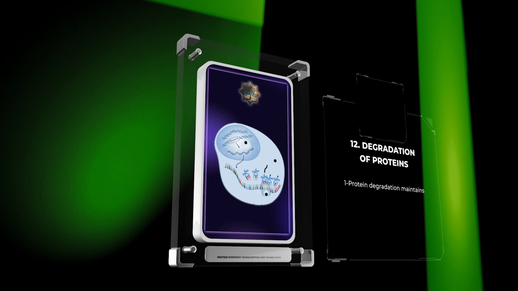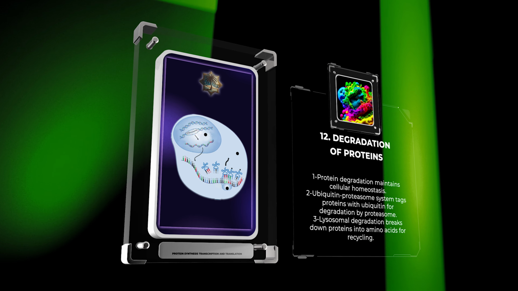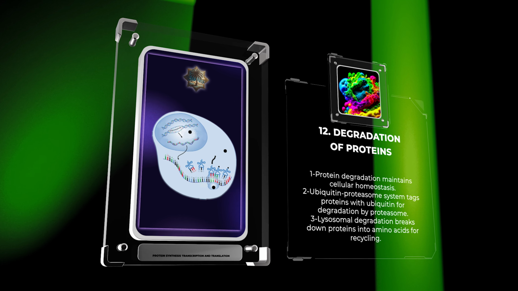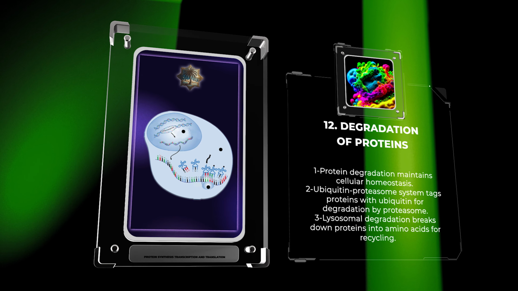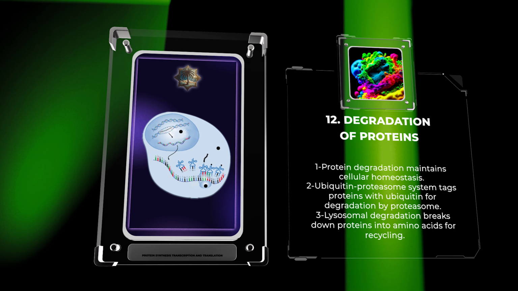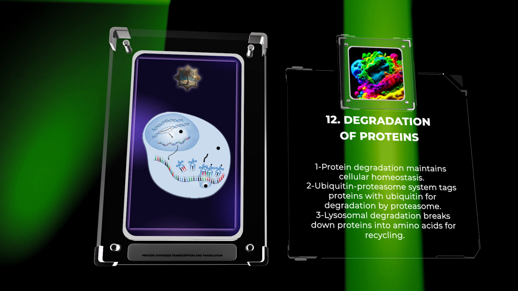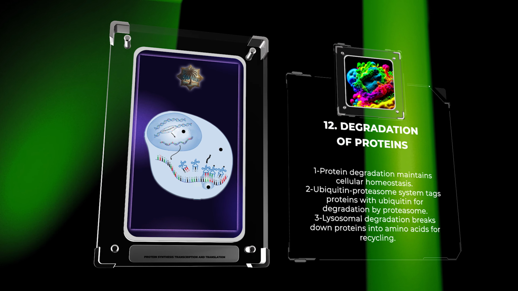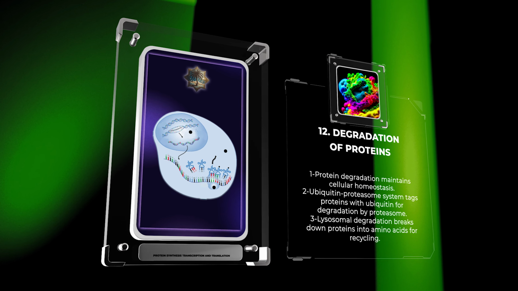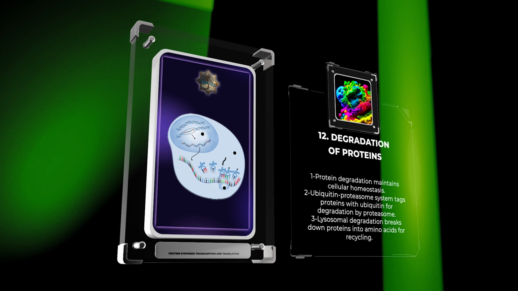Protein degradation is a vital process that maintains cellular homeostasis. The two major pathways involved are the ubiquitin proteasome system and lysosomal degradation. The ubiquitin proteasome system involves the tagging of proteins with ubiquitin, which serves as a signal for degradation by the proteasome. Lysosomal degradation, on the other hand, employs enzymes within lysosomes to break down proteins into their constituent amino acids for recycling.